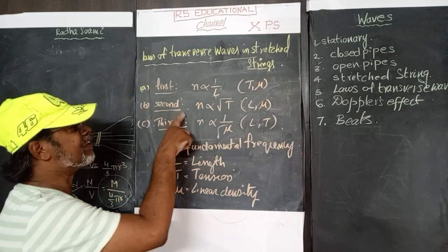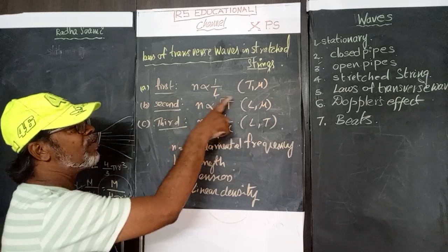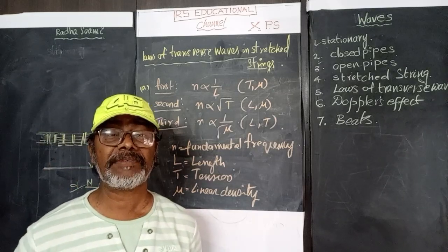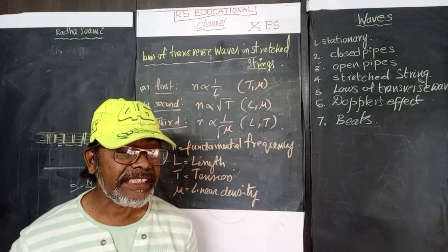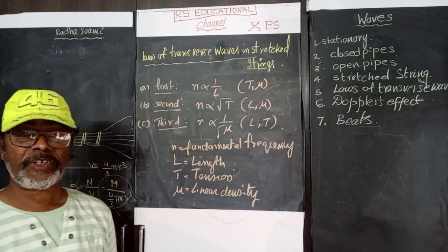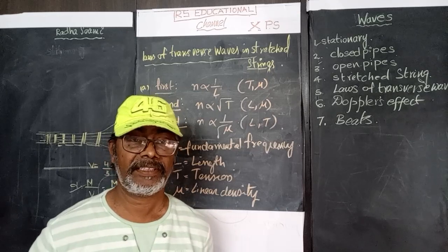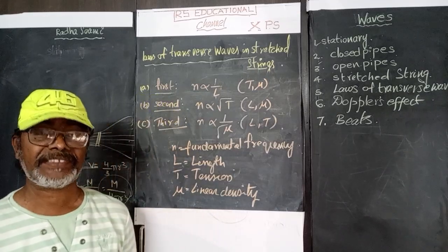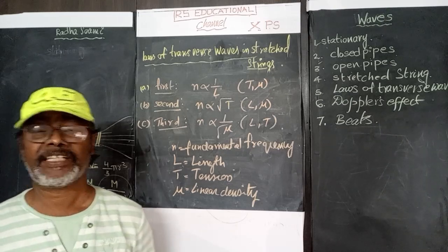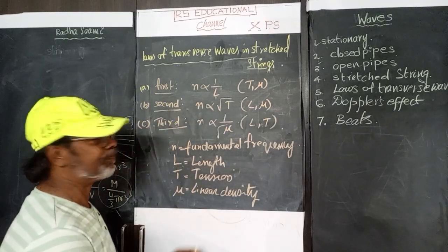Next law. Fundamental frequency is directly proportional to square root of T. What is meant by T? Tension in the wire. T is nothing but that tension. Understand? What is T? Tension. T is nothing but tension in the wire. So if we increase the tension, then fundamental frequency increases. If we decrease the tension, fundamental frequency decreases. That's why by increasing tension, we can change the tone and also tune. Tone and tune we can say. This is nothing but sound.